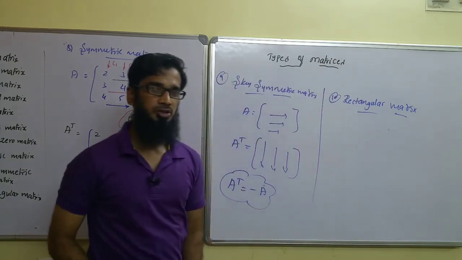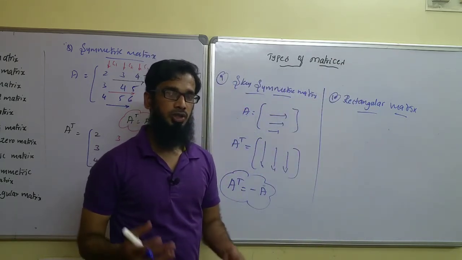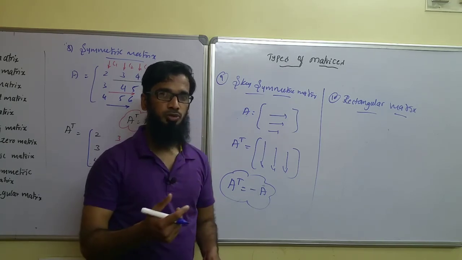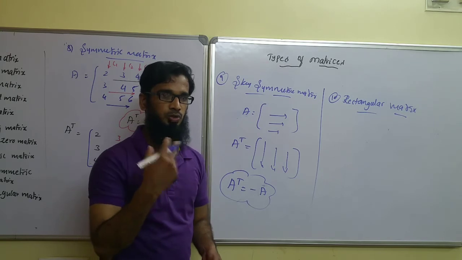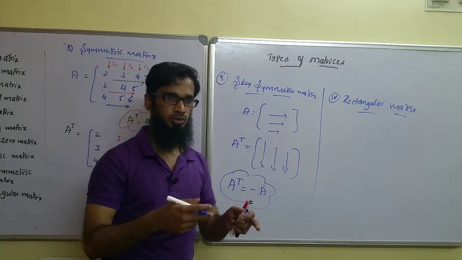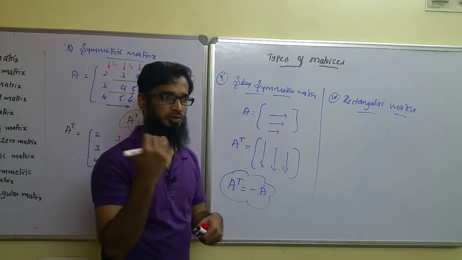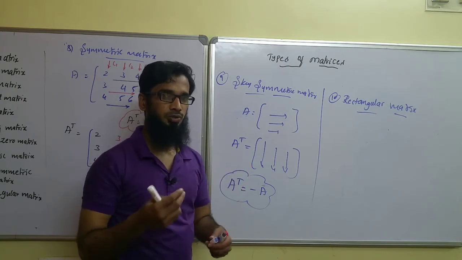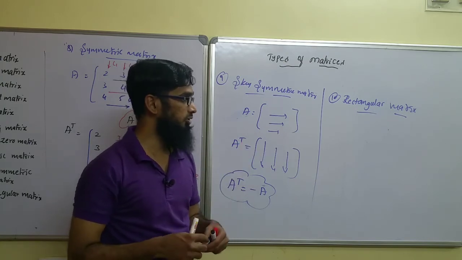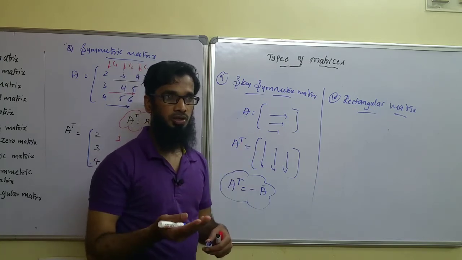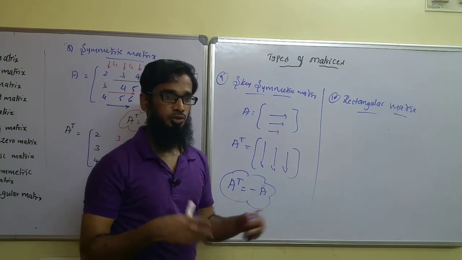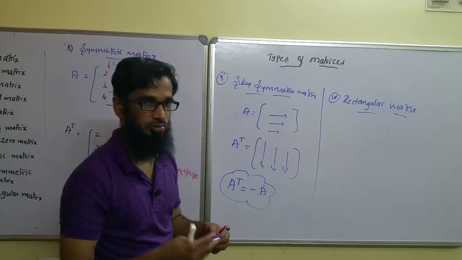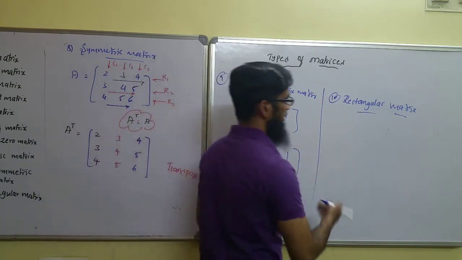The rectangular matrix means, we know the square matrix. In the square matrix, both the rows and the columns should be the same. If it is a 2 cross 2 matrix, there are 2 rows, 2 columns. If we take a 3 cross 3 matrix, there will be 3 rows and 3 columns. So these are nothing but square matrices. But a rectangular matrix is, for example, 2 cross 3, 3 cross 4 or 3 cross 5. It means the rows and columns are not the same, they are different. So that matrix is called a rectangular matrix.